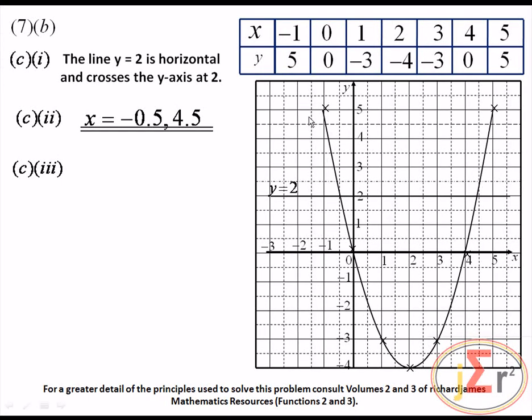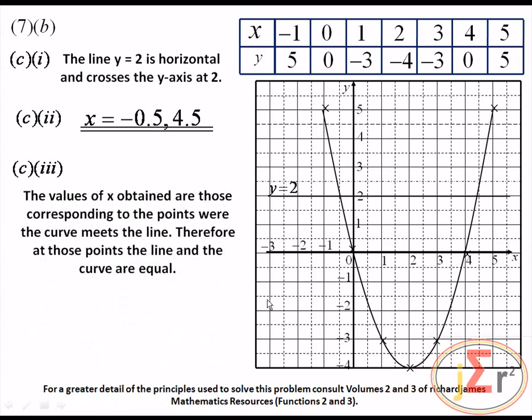Well, we equated the curve whose equation is given as x squared minus 4x with the line whose equation is 2. Therefore, since we are equating the curve and the line, we will say that the equation of the curve, which is x squared minus 4x, is equal to the equation of the line, which is 2. So the values of x obtained are those corresponding to the points where the curve meets the line. Therefore, at those points, the line and the curve are equal. So x squared minus 4x belongs to the equation of the curve, and 2 belongs to the equation of the straight line.